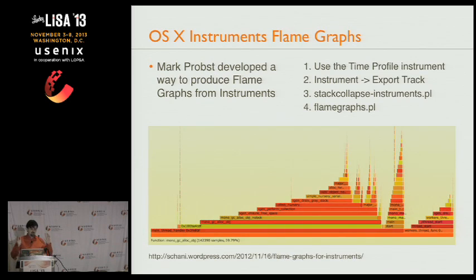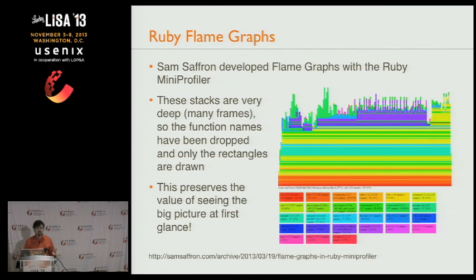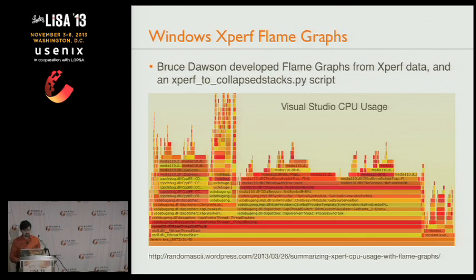OS X: Mark Probst developed a way to produce flame graphs from Instruments, so that's great. Ruby flame graphs: Sam Saffron developed them with the Ruby mini profiler. In fact, Ruby's call stacks are so deep that he couldn't draw the function names on them, so he dropped them. It's really interesting, because you still preserve the value of seeing the big picture at once, and then you can go into the detail. So I think that's fantastic.